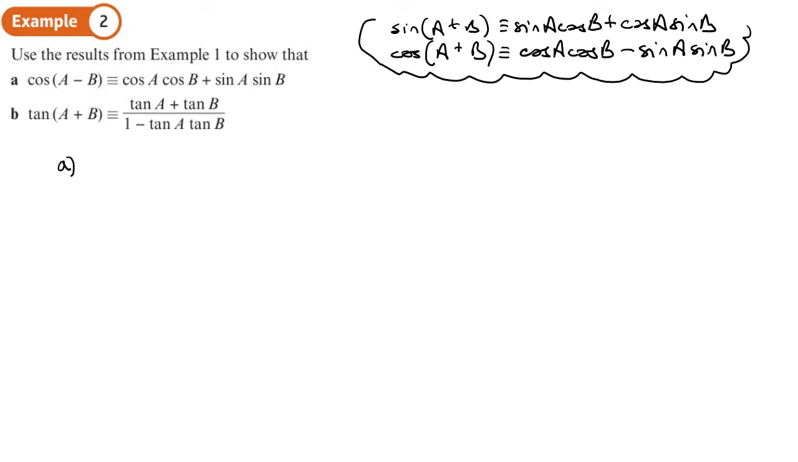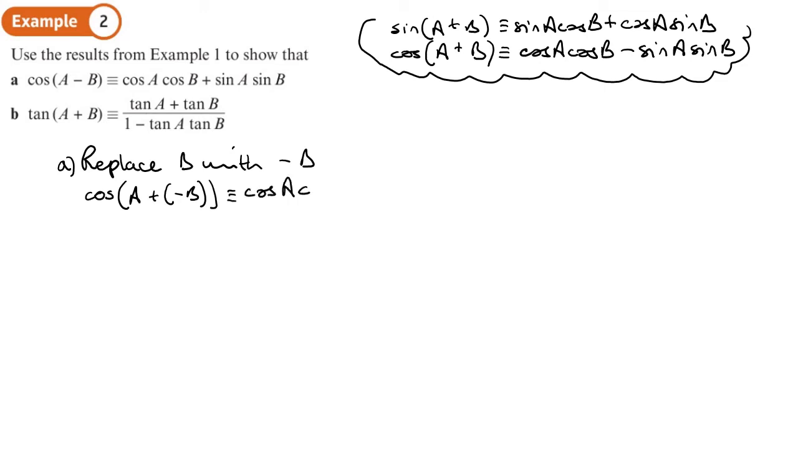So what I'm going to do is, because I only know cos A plus B, I'm going to replace B with negative B into the cos addition formula and see what I get. So cos A plus negative B will give me cos A cos negative B minus sine A sine negative B. So all I've done is replace the B with negative B. Well, the left hand side just becomes cos A minus B.